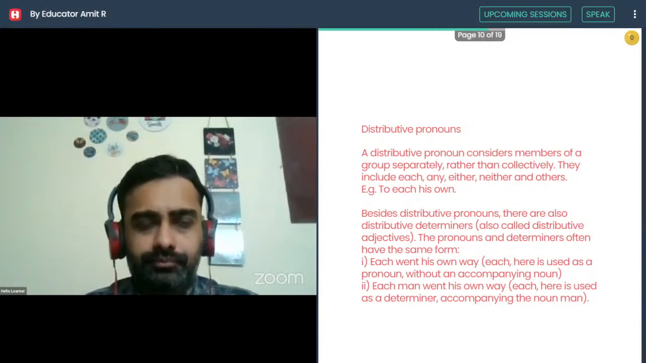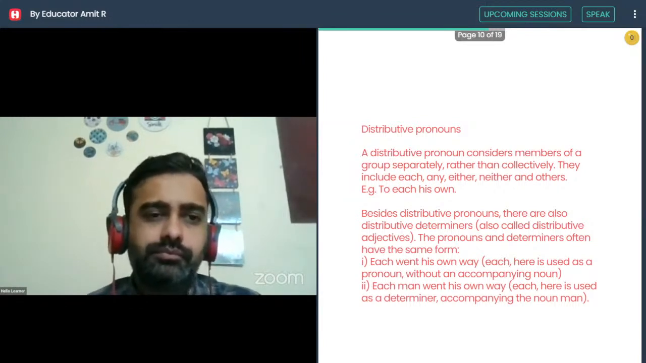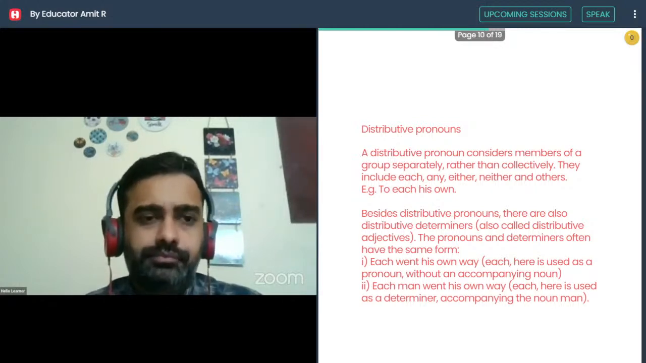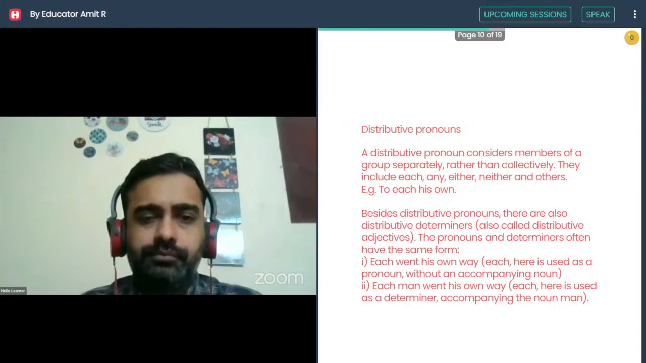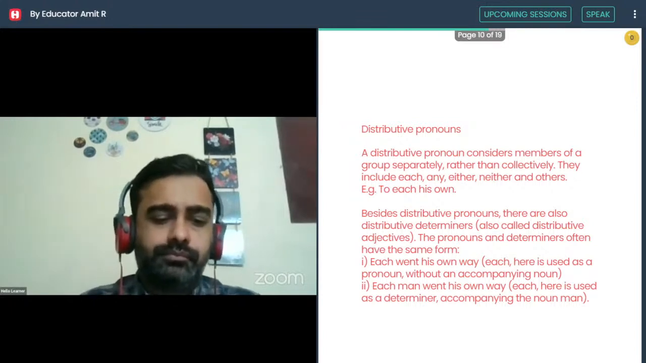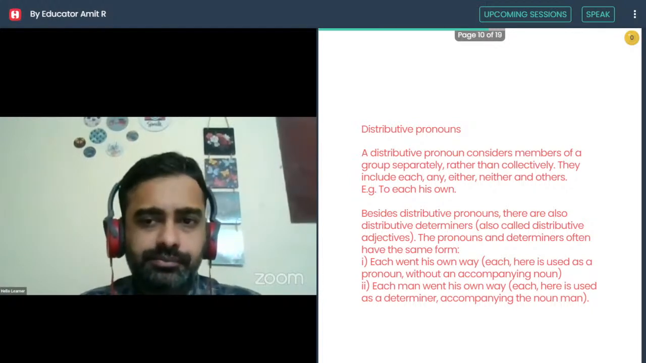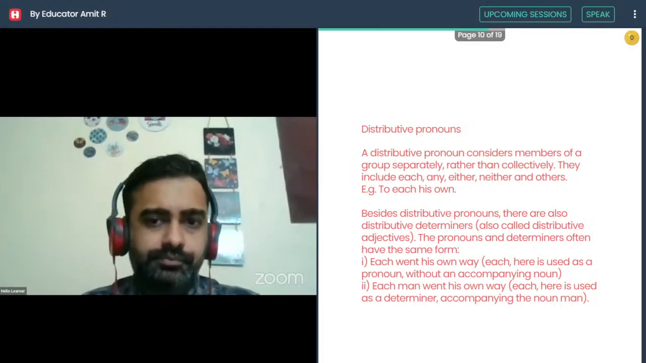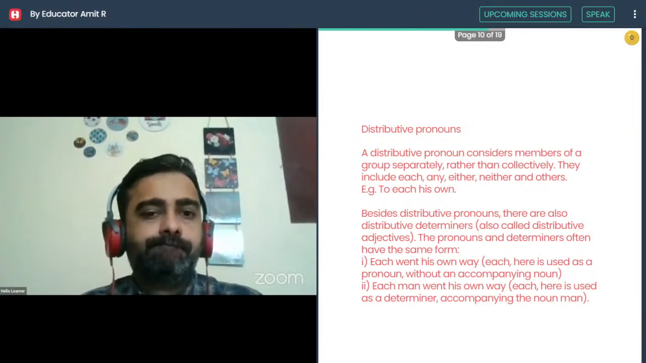Distributive pronouns. A distributive pronoun considers members of a group separately rather than collectively. They include each, any, either, neither, and others. Example, to each his own. Besides distributive pronouns, there are also distributive determiners, also called distributive adjectives. The pronouns and determiners often have the same form.